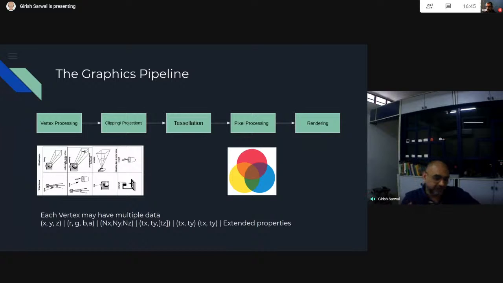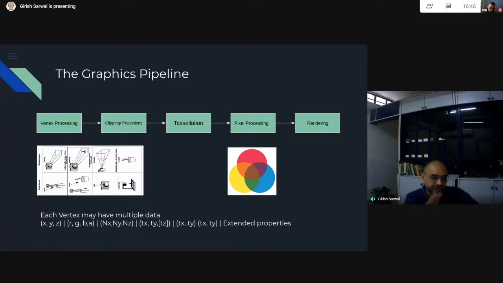Once they get converted into the 2D space, the GPU runs a process called tessellation, in which it calculates the triangles between those points. Once it gets those triangles, it goes into the pixel processing stage, wherein the final color of the pixel is determined, and that gets sent to your frame buffer. The moment it gets sent to your frame buffer, you start seeing it on the screen. So that essentially is the graphics pipeline in a nutshell.